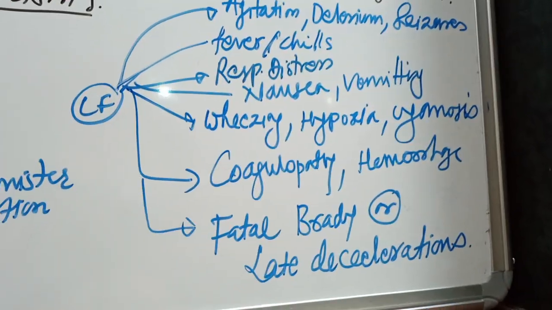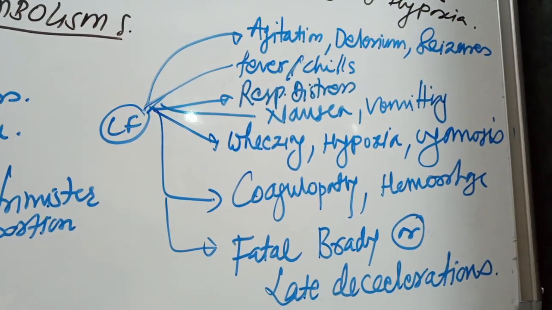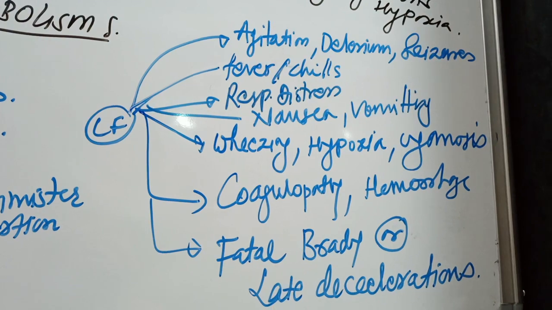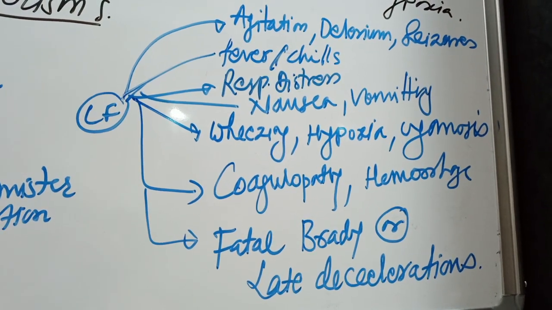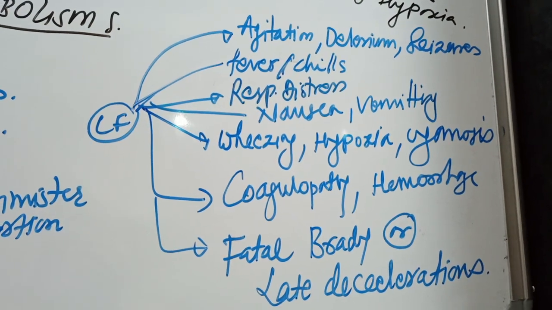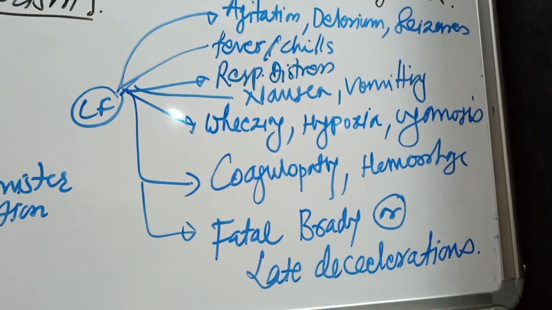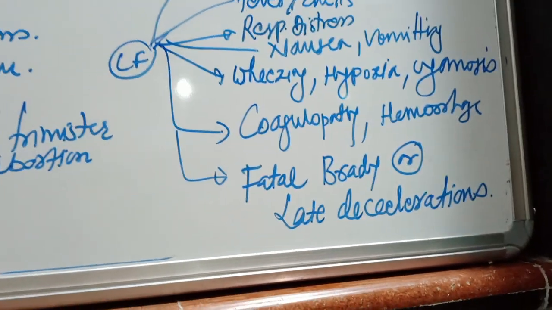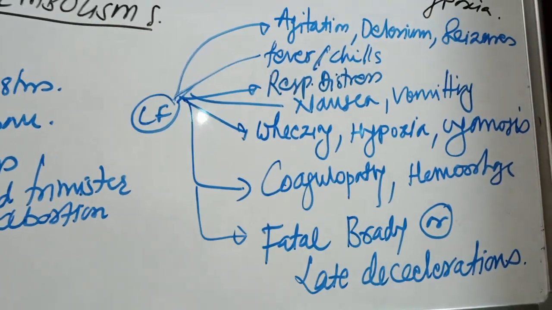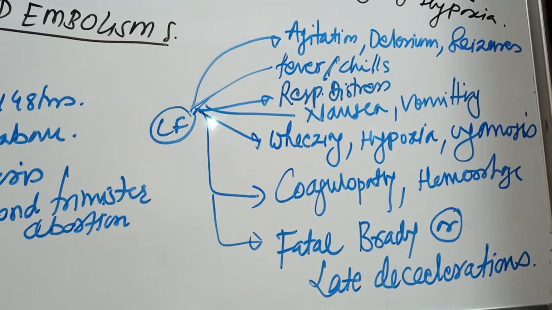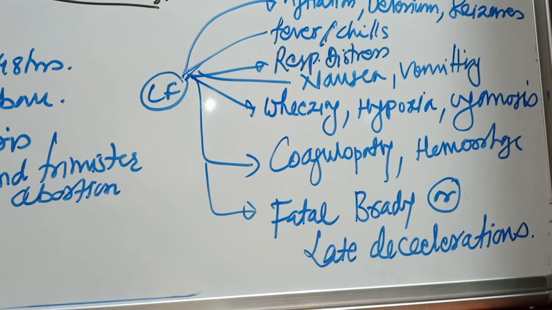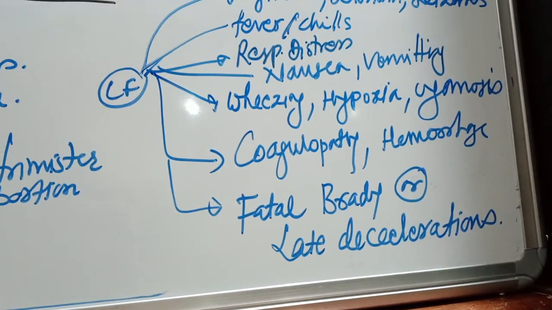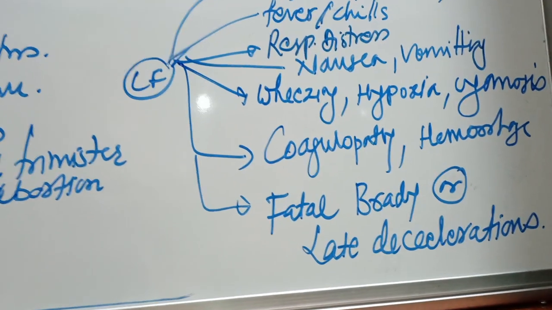How does amniotic fluid embolism present? I already told you this is nothing but an anaphylactic reaction. So it will present with fever with chills, respiratory distress, nausea, vomiting, agitation, delirium, seizures, wheezing, hypoxia, and cyanosis. There are chances of coagulopathy and hemorrhage during amniotic fluid embolism. It may present as fetal bradycardia or late decelerations in the fetus.